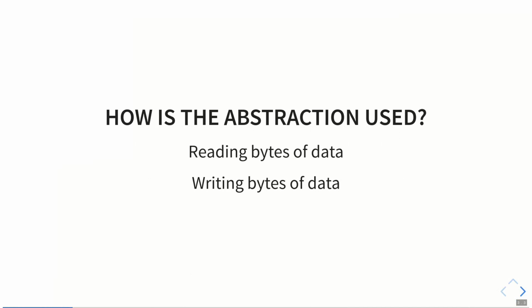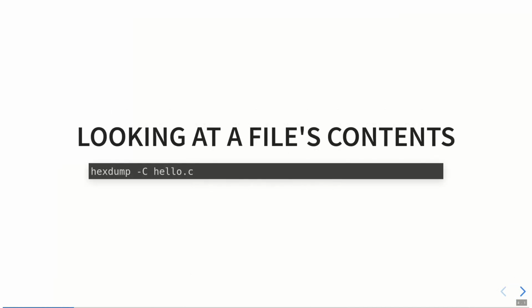So in this class, we're going to be using the Unix-style file abstraction. This is used pretty much everywhere. Even Windows, I think, supports POSIX compliance, you know, the Unix standards. Okay. So to illustrate this distinction between the file and the stuff around it, like its name, where it's stored, to see the abstract part of it, let's take a look at the contents of a file.